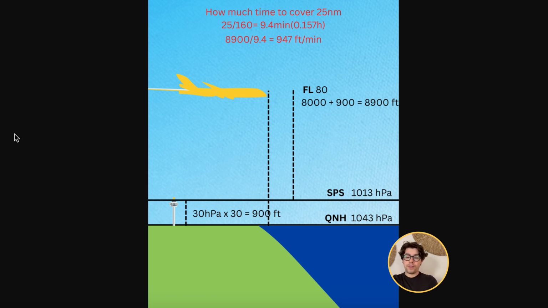I have transformed the flight level 80 to an altitude of 8,900 feet. And then all you need to do is to subtract your aerodrome elevation if there is one. Now, how much time does it take to cover 25 nautical miles with the ground speed given? Of course, this will be an easy calculation. This gives us 9.4 minutes. Then the next thing you need to do is simply divide your altitude, taking into account the elevation if it's given in the question, and then you have your feet per minute of climb or descent.